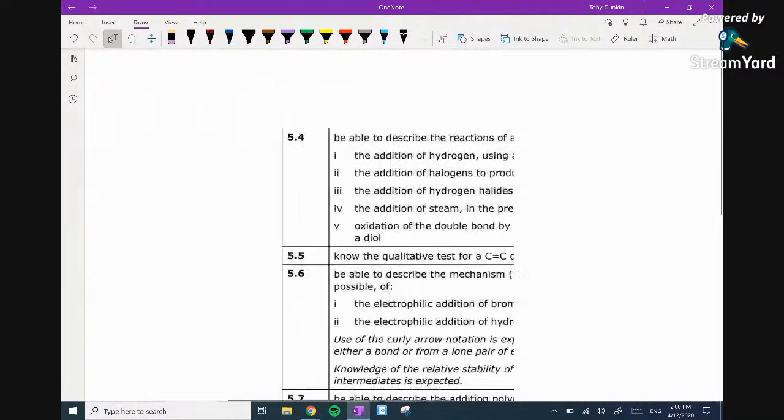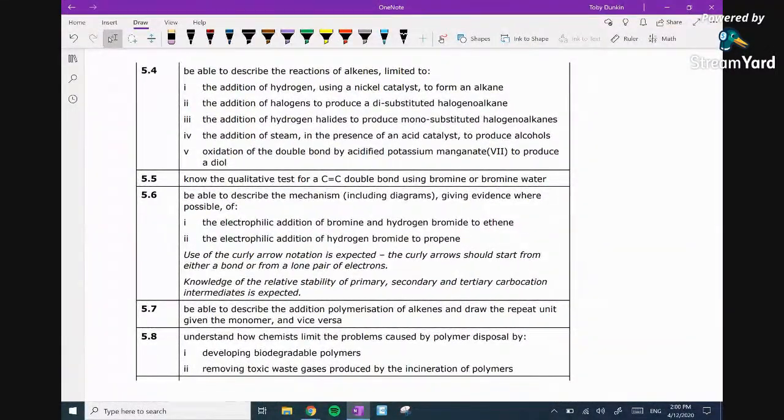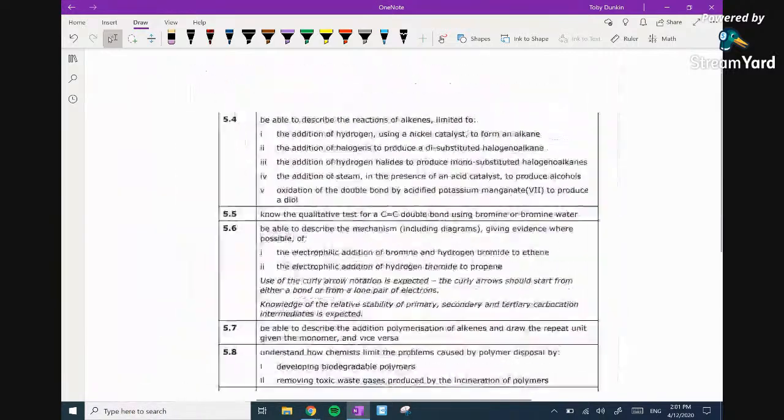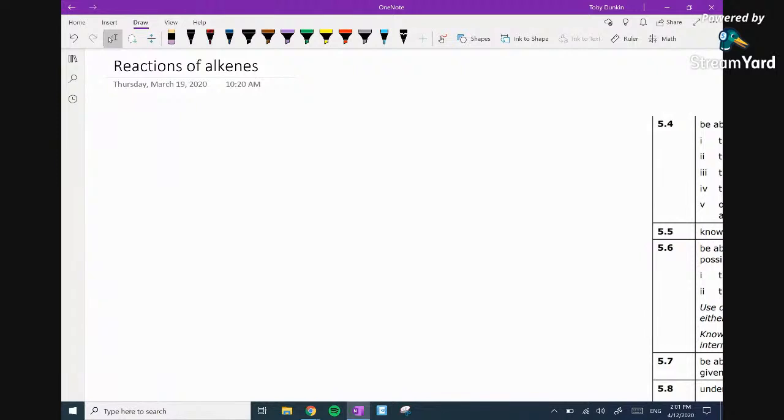The first thing, of course, I went to your specification. So addition of hydrogen using a nickel catalyst to form alkanes. I'm pretty sure most of you guys don't need any help with that. That's just reduction using a nickel catalyst to turn an alkene into an alkane. There are little details in here, though, I do want to mention. That process of reduction, so I'm just going to add that to my notes over here. So reaction one is reduction.